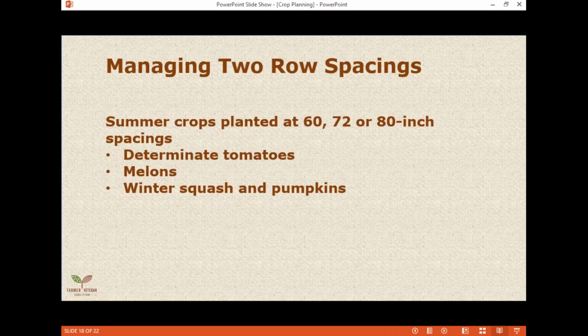Winter squash and pumpkins, and also slicing cucumbers that you are either trellising every other row and you just need extra room to get in between the trellises, or you're letting them vine. They would be in this configuration.